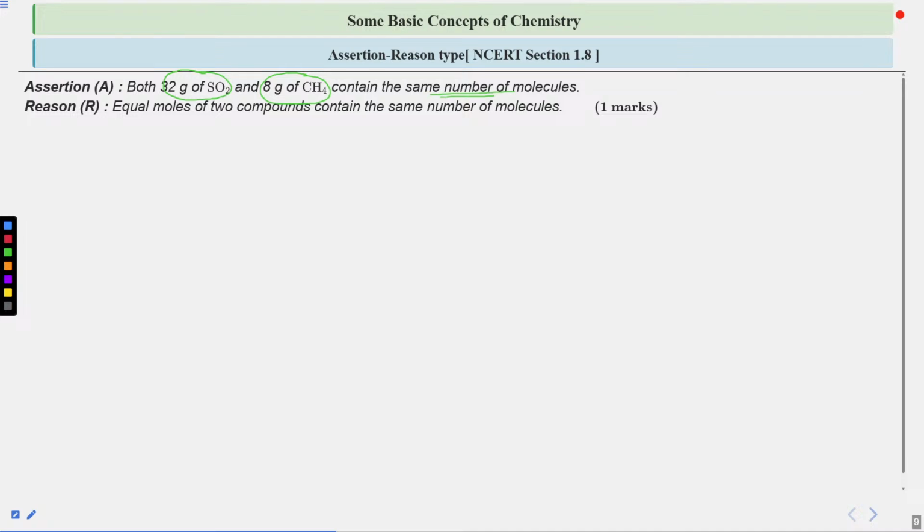And the second question is saying that if you take, suppose, 2 moles of any compound, then both will contain the same number of molecules. Means if you take 2 moles of sulfur dioxide and 2 moles of methane, then they both will contain the same number of molecules. You have to identify whether it is true or not, and second, whether it is explaining your assertion or not.